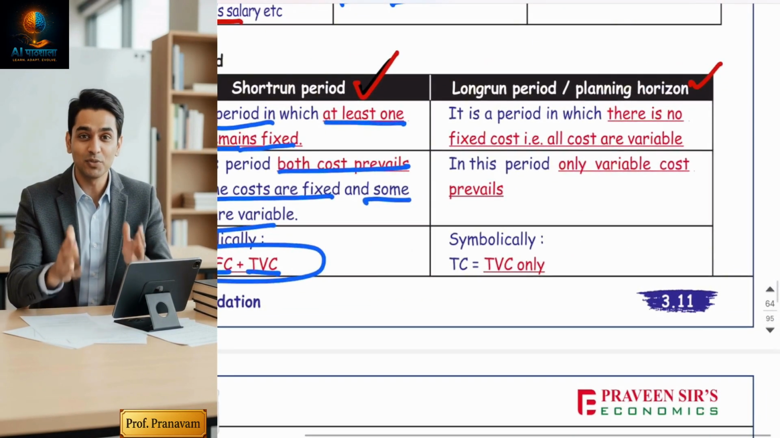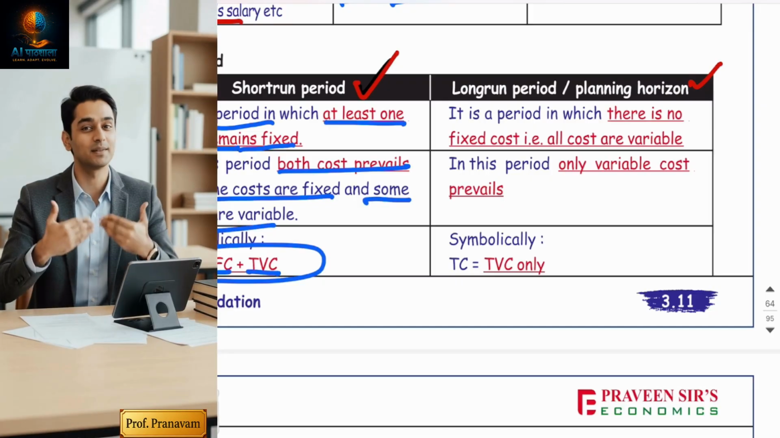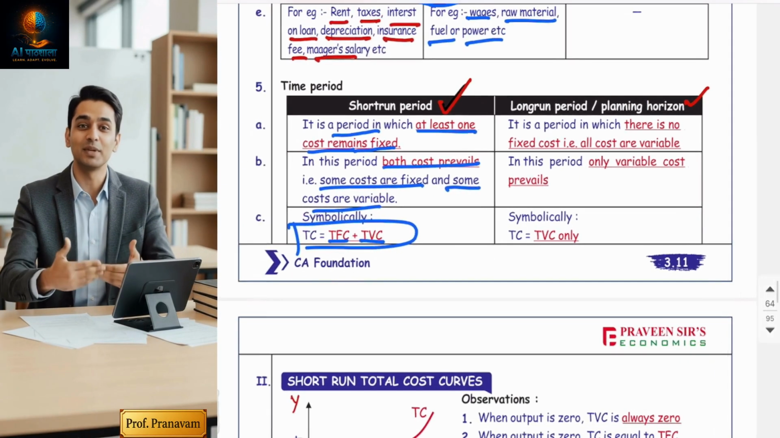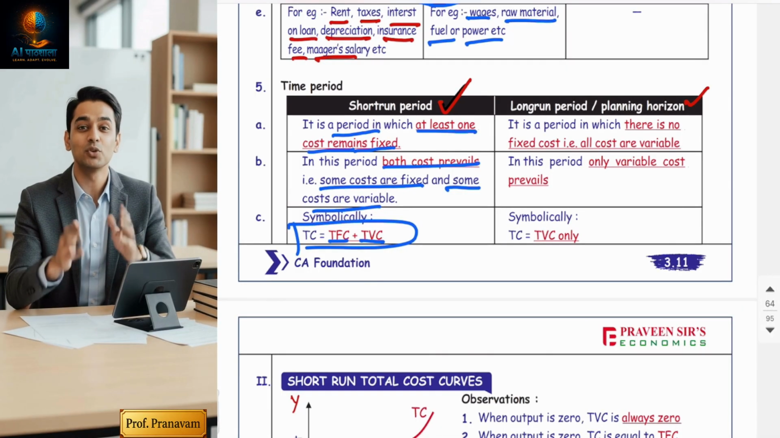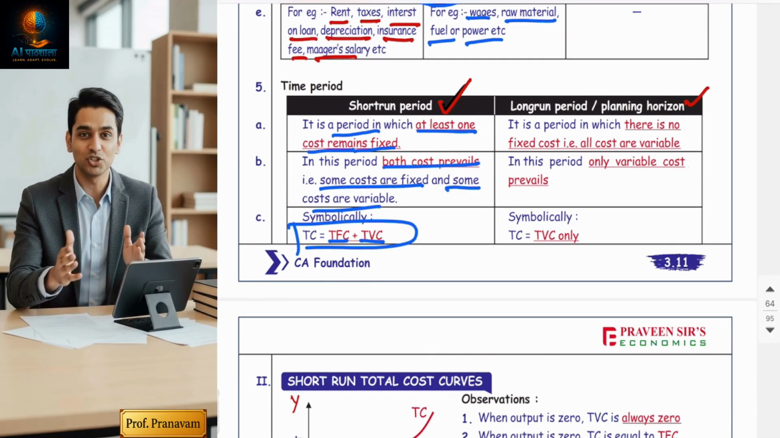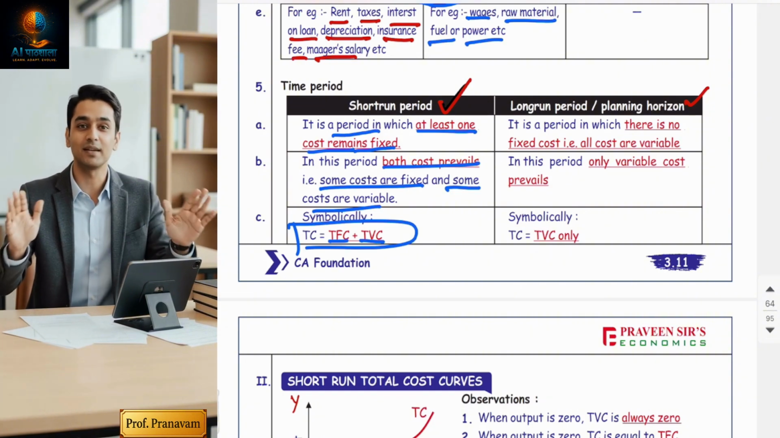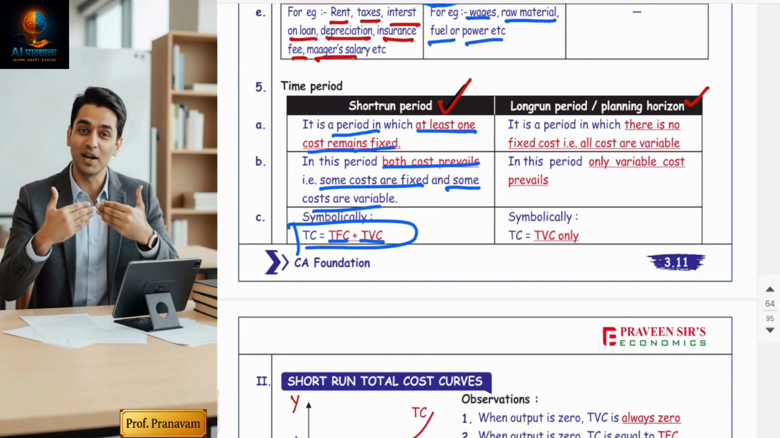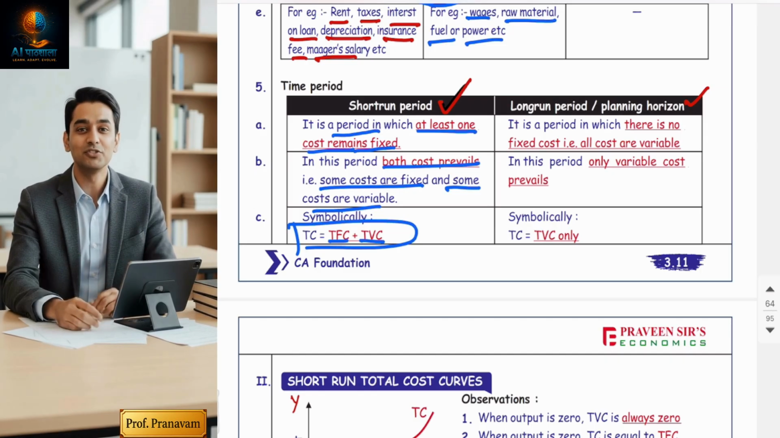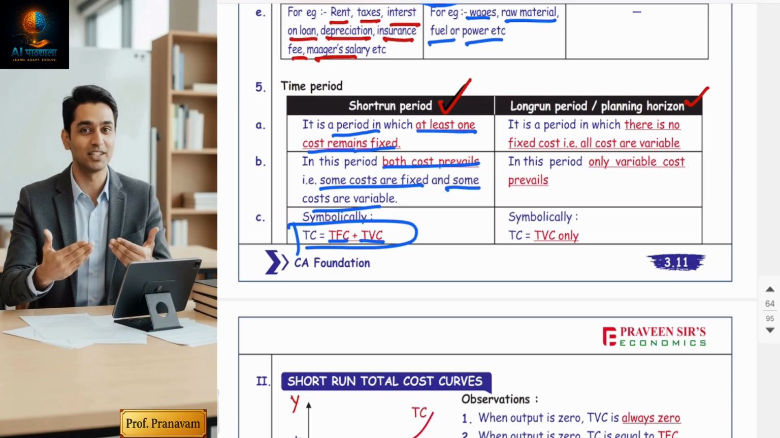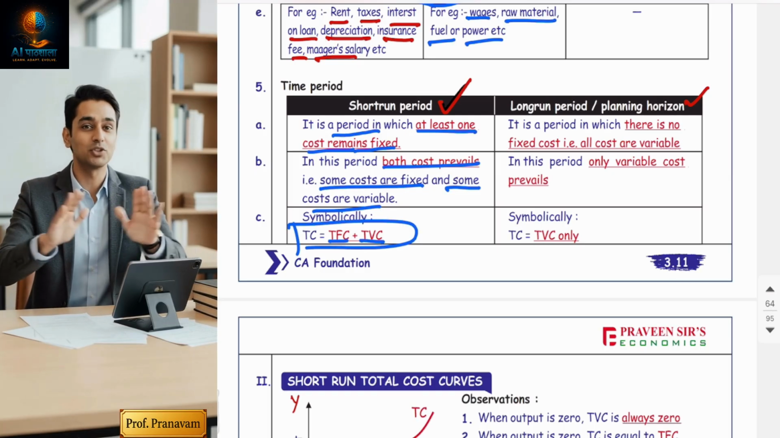Okay, long run. Long run means you don't have fixed costs in your business, means all costs are variable. See guys, variable is always there in the business. Without variable, business is not possible. So whether it's the short run or long run, variable cost will always be there. The question is whether fixed cost is there or not. So what is the basic difference between short run and long run? It is fixed cost. If fixed cost is there, your business is in the short run. If fixed cost is not there, your business is in the long run.